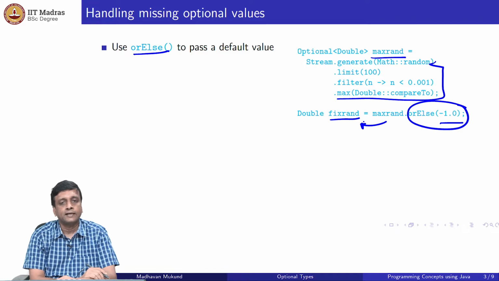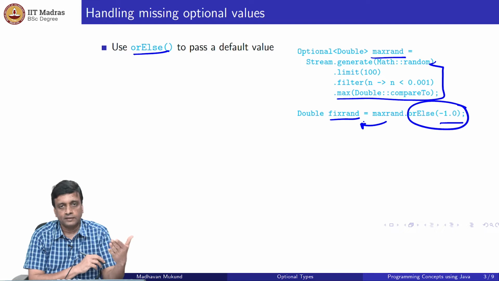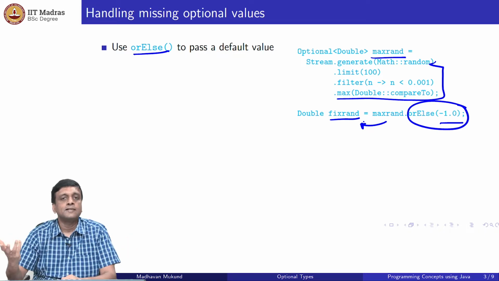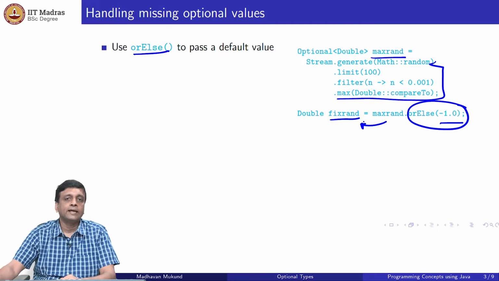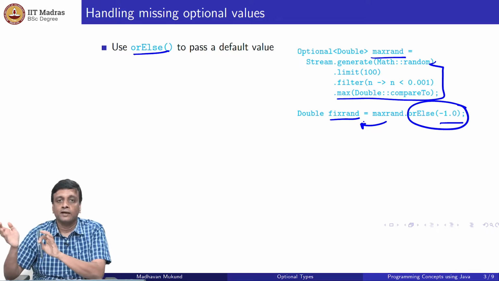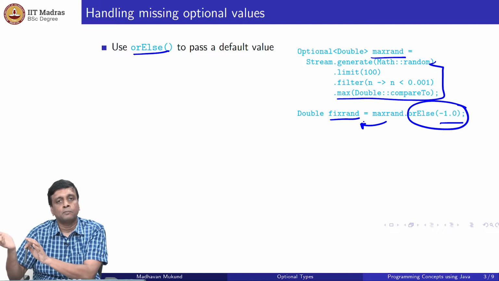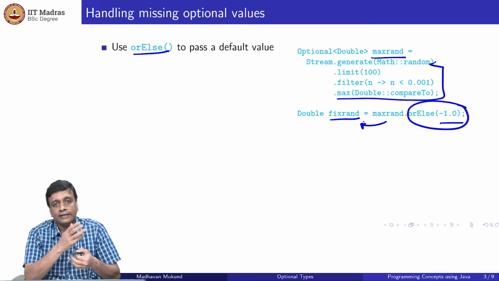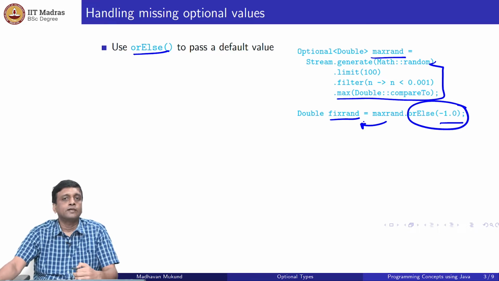I will just take max rand and pass it to fixed rand. So the default is to pass the value if it is present, and if it is not present, orElse tells us how to replace it by some suitable value indicating the lack of presence. So I can in this way convert something which has this optional property to something which does not have this optional property, with some way of indicating that the value was present or not present, right?